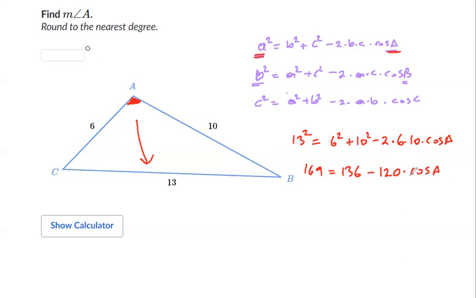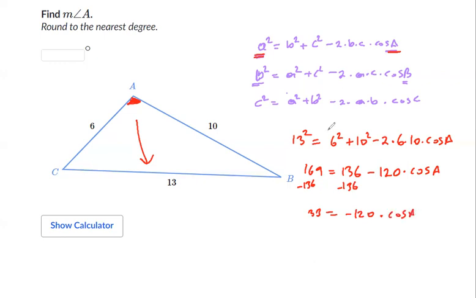Some people are confused at this step because cosine A is just a number. Think of it as your x, like 136 minus 120x, and your goal is to get the x alone, so you have to cancel everything else. What we can do at this point is subtract 136 from both sides. If I do that, 9 minus 6 is 3, and 6 minus 3 is also 3. So that is just 33 equals negative 120 times cosine A.